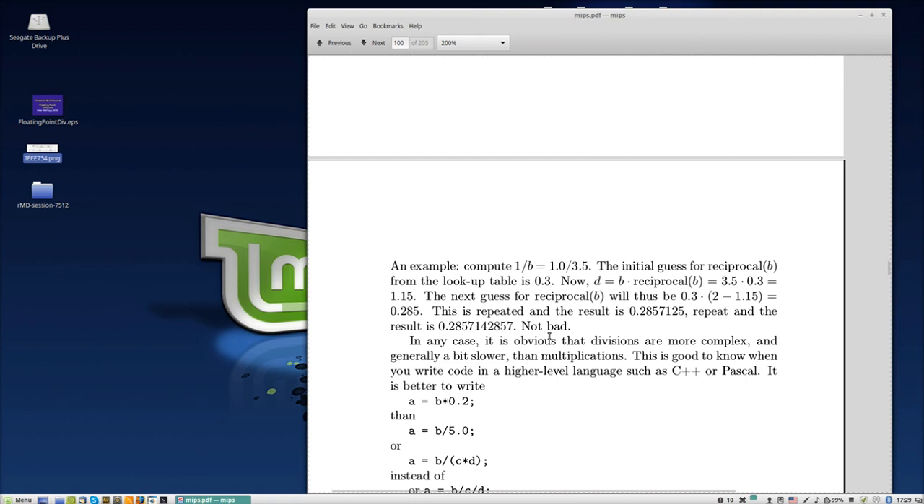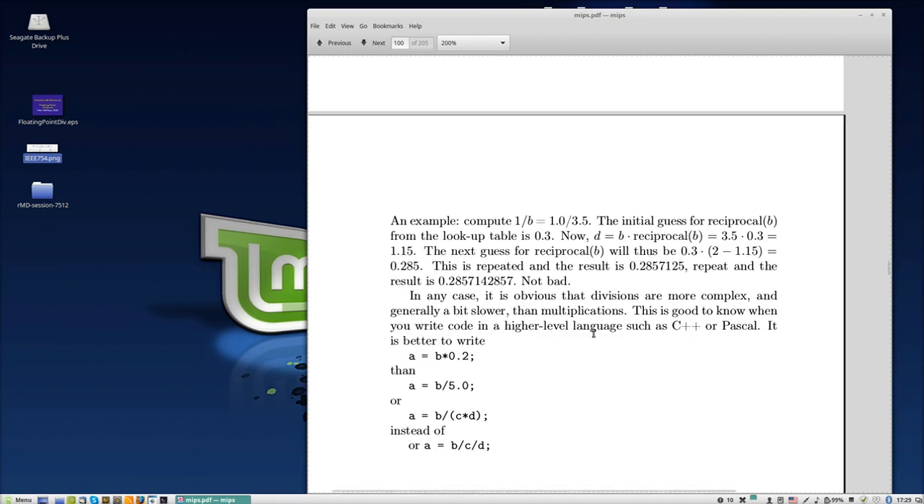We do another iteration, so we get 0.285, etc. Repeat, and we get 0.2857142857, and that in 3 iterations. That is not so bad. But as you can see, divisions take iterations that involve multiplications, and also subtractions. Well, subtractions are quite fast, but this multiplication takes a lot of time, and you have to do probably 3 of them.